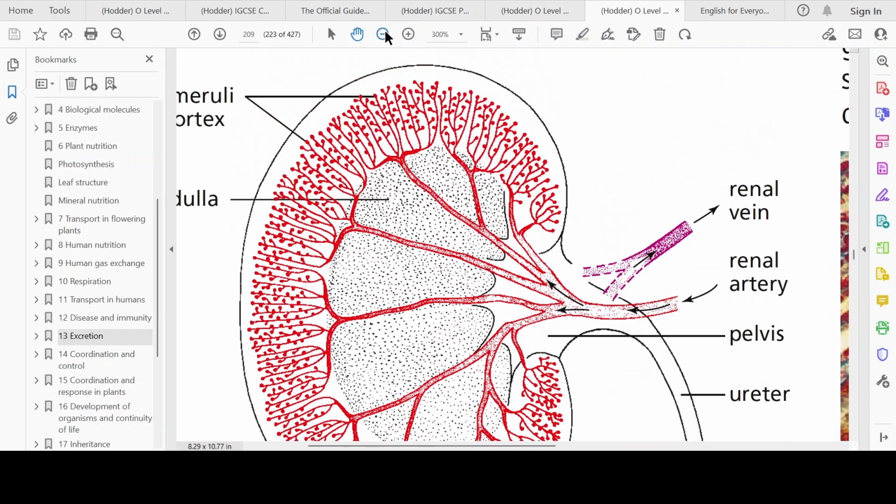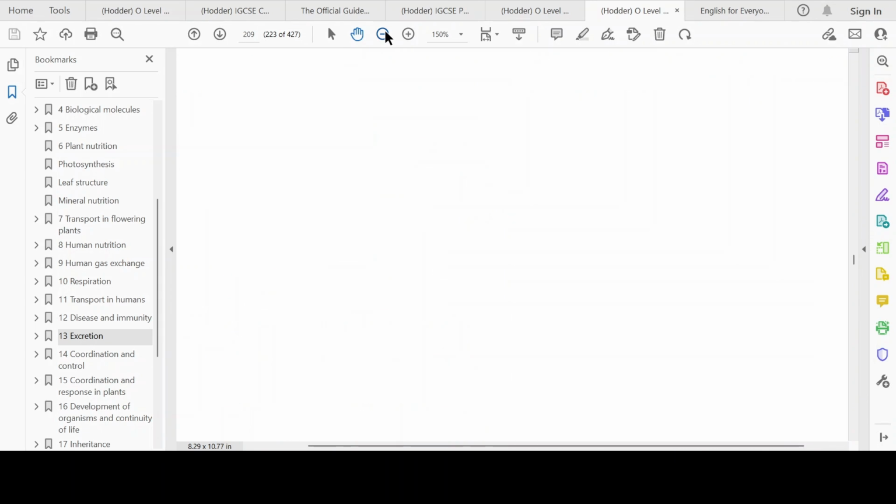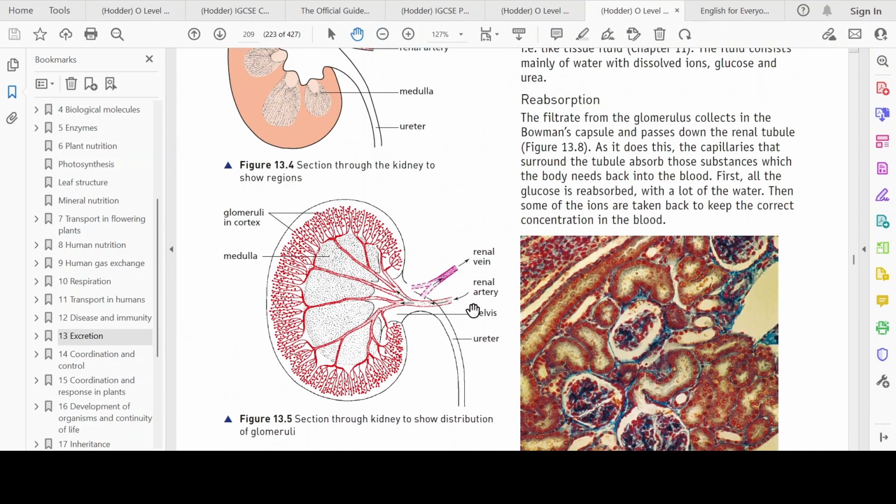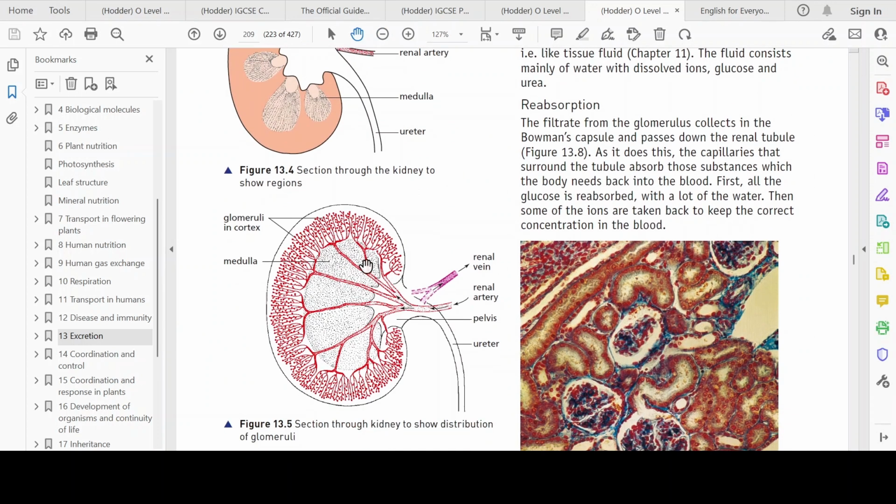Okay. So nothing complex over there as such. You need to know how to label these parts. You need to know what these things are.